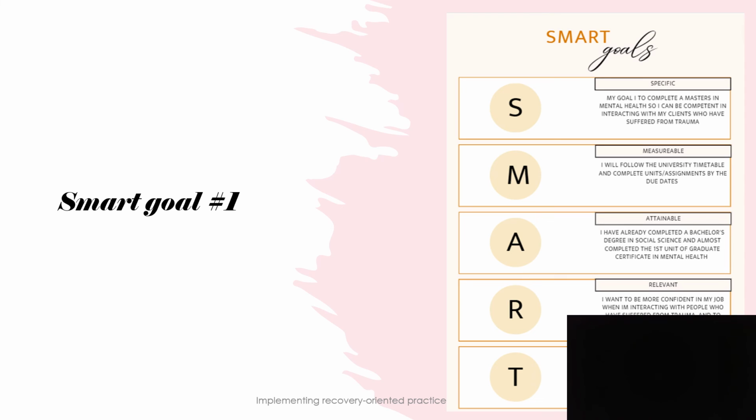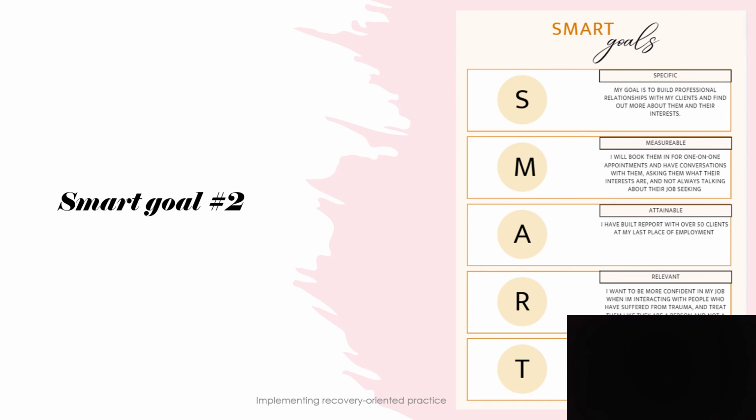This will be attainable as I've already completed a bachelor's degree in social science and have almost completed the first unit of the graduate certificate in mental health. This is relevant to me as I want to be more confident in my job when interacting with people who live with or who have suffered from trauma, and I want to ensure I do not re-traumatize them unknowingly. This goal will be achieved by completing the 12 units of the master's degree over the next 3 years.